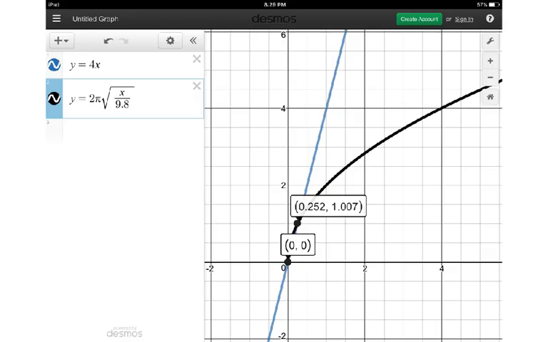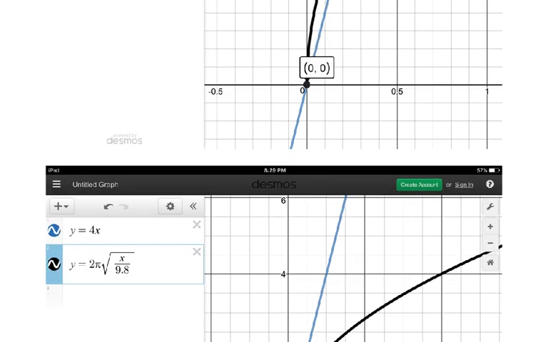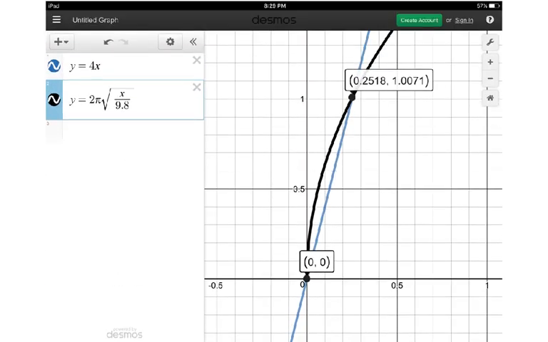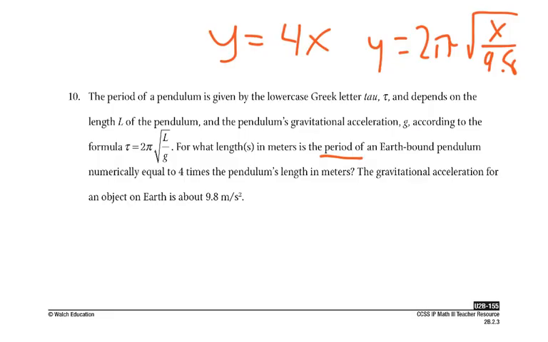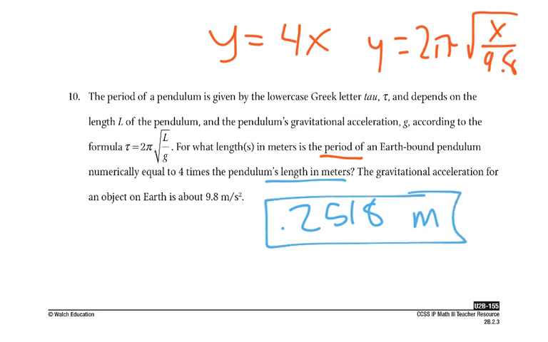Let's try it. So whenever you have two things equal, you can always split up either side, set them as graphs, using graphing software. So if I look at this, there's two options. There's 0, 0, and 0.25, 1.007. Okay? So if we zoomed in, it would look like that. So 0, 0, okay, because if x were zero, they'd be equal, but that's not going to help us. So a pendulum would have to be 0.2518 meters, because length in meters. Okay? So that's the value of x. There's our answer, and there we go, guys.